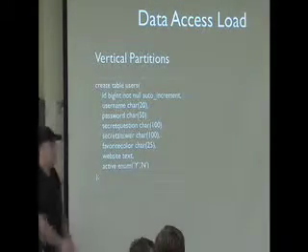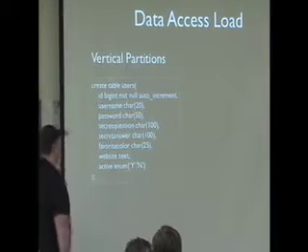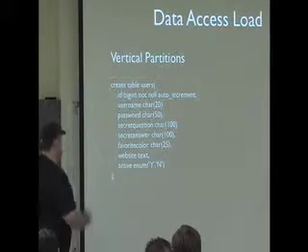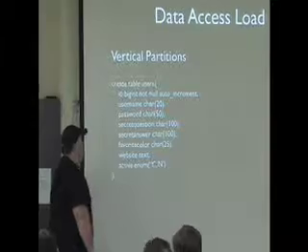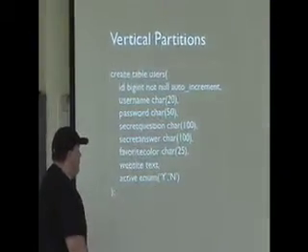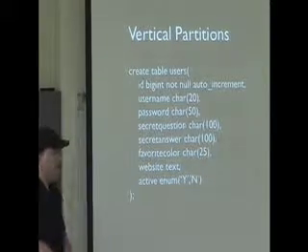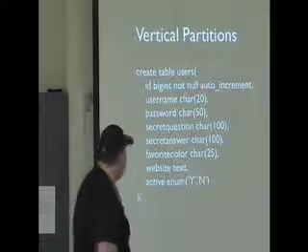Okay, vertical partitioning. This is a wacky one, but it's interesting. Imagine you have a table users, and that's the schema. Not necessarily a very great schema, but that's the schema nonetheless. You got an ID, a username, a password, secret question, secret answer. You got their favorite color. You got whether they're active, and you have whatever their website is, or their list of websites.